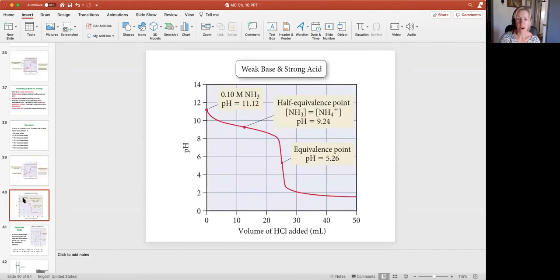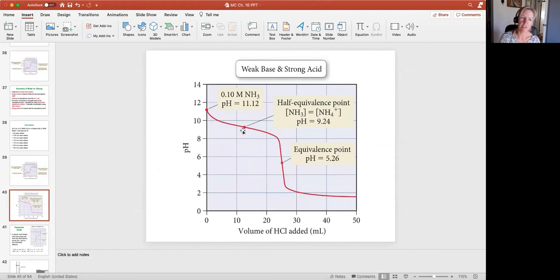If I have the opposite where I have a weak base and a strong acid, so here I'm starting out with base and I'm titrating in a strong acid, you see here I have this hump as well, this buffer region here where I'm going to have a resistance to the pH change.